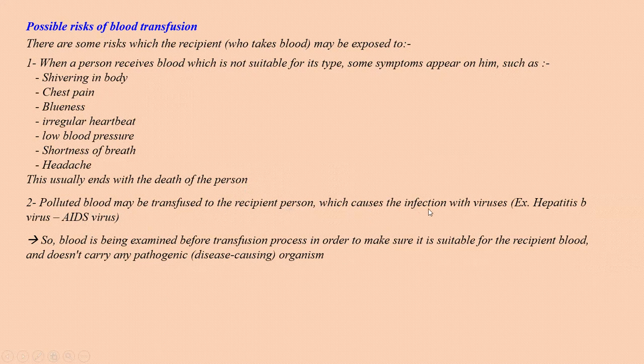Also, among the risks of blood transfusion, polluted blood may be transfused to the recipient person, which causes infection with viruses, the hepatitis virus, hepatitis A and B and C, and AIDS. God forbid, hepatitis, the virus A and B and C, which is viral liver disease, and AIDS can be transmitted through blood. So blood is examined before transfusion in order to make sure it is suitable for the person who receives this blood and doesn't carry any pathogens.